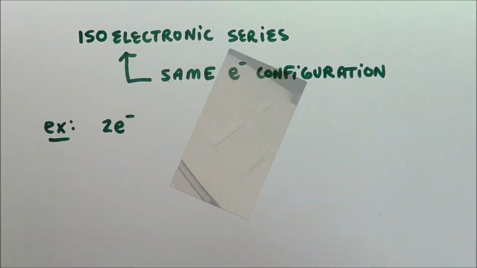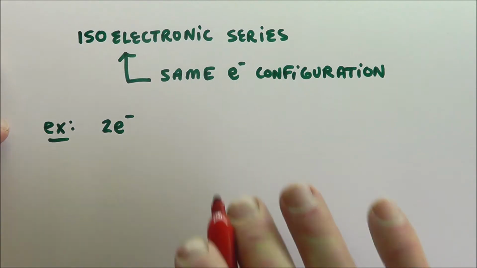Okay, let's go back and talk about more electron configurations. So now we're going to talk about something called isoelectronic series. Those are the things that all have the same electron configuration. Okay, so let's take 2 electrons. That's a point where, well, let's talk about what obeys the octet rule. What obeys the octet rule are all the noble gases. That would be helium.